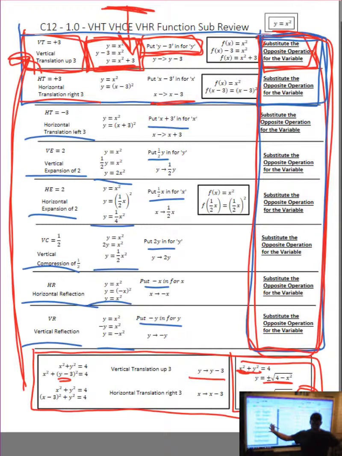What am I trying to do? Well, horizontally. Okay, what's that? That's x. Okay, I want to expand it. Well, I must be multiplying by 2. Okay, Nick taught me to substitute the opposite operation for the variable. If I want to expand it by 2 and multiply all the y values by 2, I simply substitute the opposite operation for the variable. And if I want to multiply all the x values by 2, I simply substitute 1/2 x in for x.